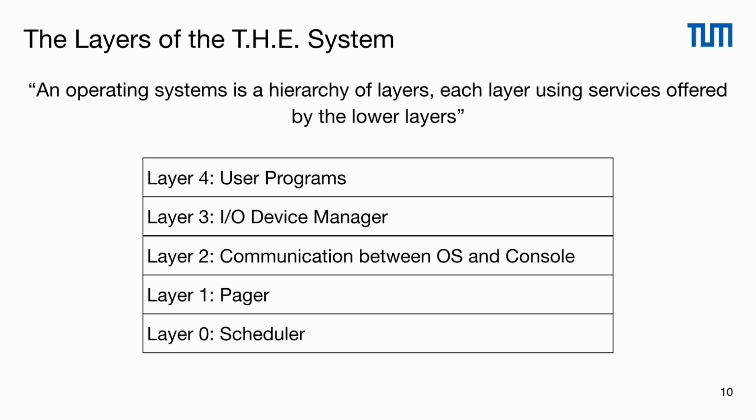Layer 2 deals with the communication between the operating system and the console. In layer 3, all input and output devices are managed, and in layer 4, the user programs, the processes that handle compilation, execution, and printing of the user programs.